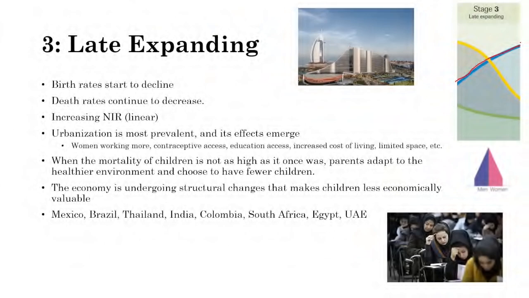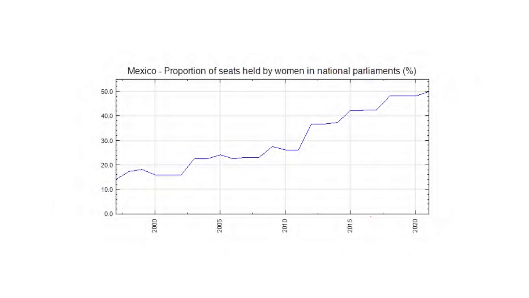Guest workers are typically prominent in stage 3 countries, so we'll see that in the UAE particularly. So this is of Mexico. Proportion of seats held by women in national parliament. So this is showing increased political participation and activity of women in Mexico, and over time, this has increased.